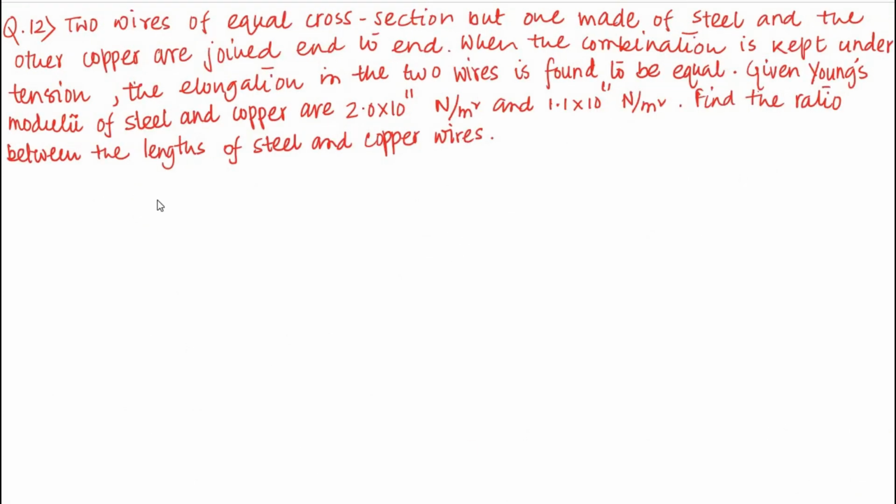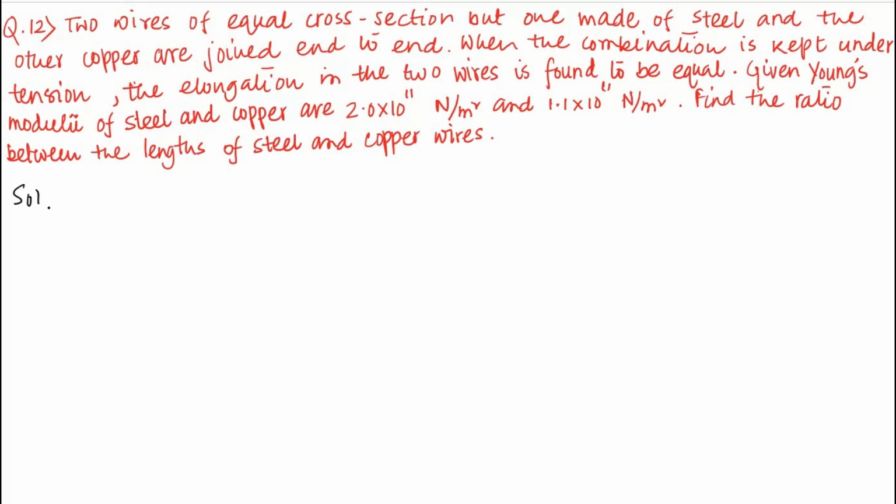Question number 12. Two wires of equal cross section, but one made of steel and the other copper, are joined end to end. When the combination is kept under tension, the elongation in the two wires is found to be equal. Given Young's moduli of steel and copper are 2 into 10 to the power 11 Newton per meter square and 1.1 into 10 to the power 11 Newton per meter square. Find the ratio between the lengths of the steel and copper wires.